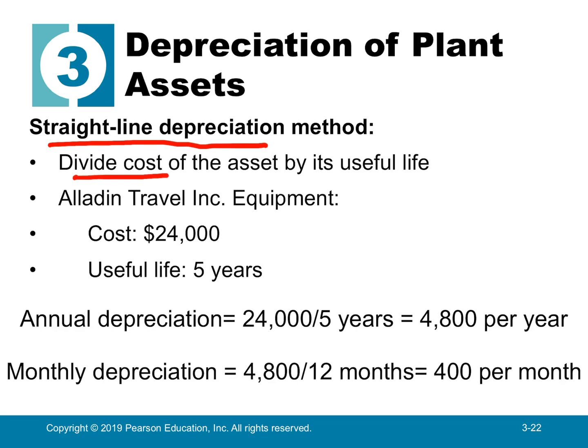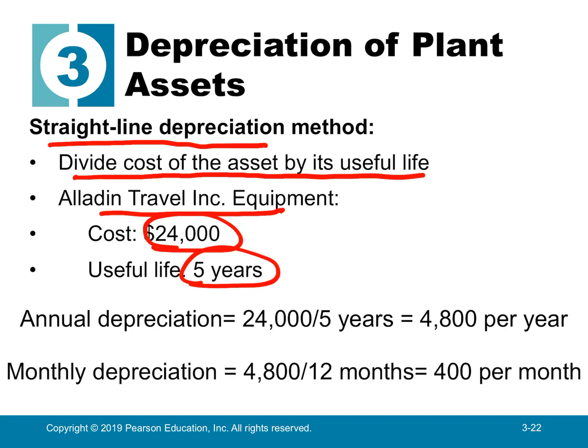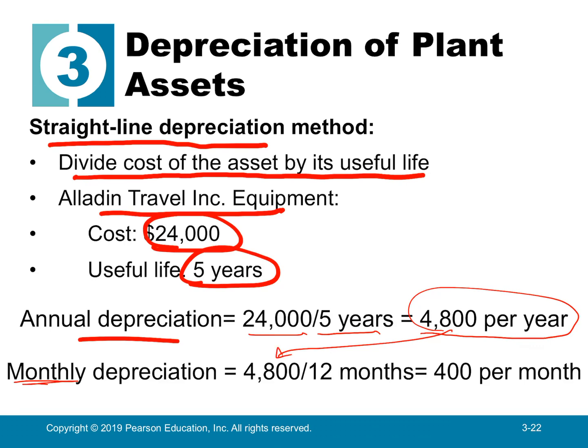So what you're doing here is dividing the cost of the asset by its useful life. In this case, Aladdin Travel bought some equipment. It cost them $24,000, and they estimate that the useful life is 5 years. So each year, they're going to depreciate $24,000 divided by 5 years, $4,800 per year. Another way to think about it is if it's monthly depreciation, you're going to take $4,800, the per year amount, divide it by 12, and that gives you $400 per month.